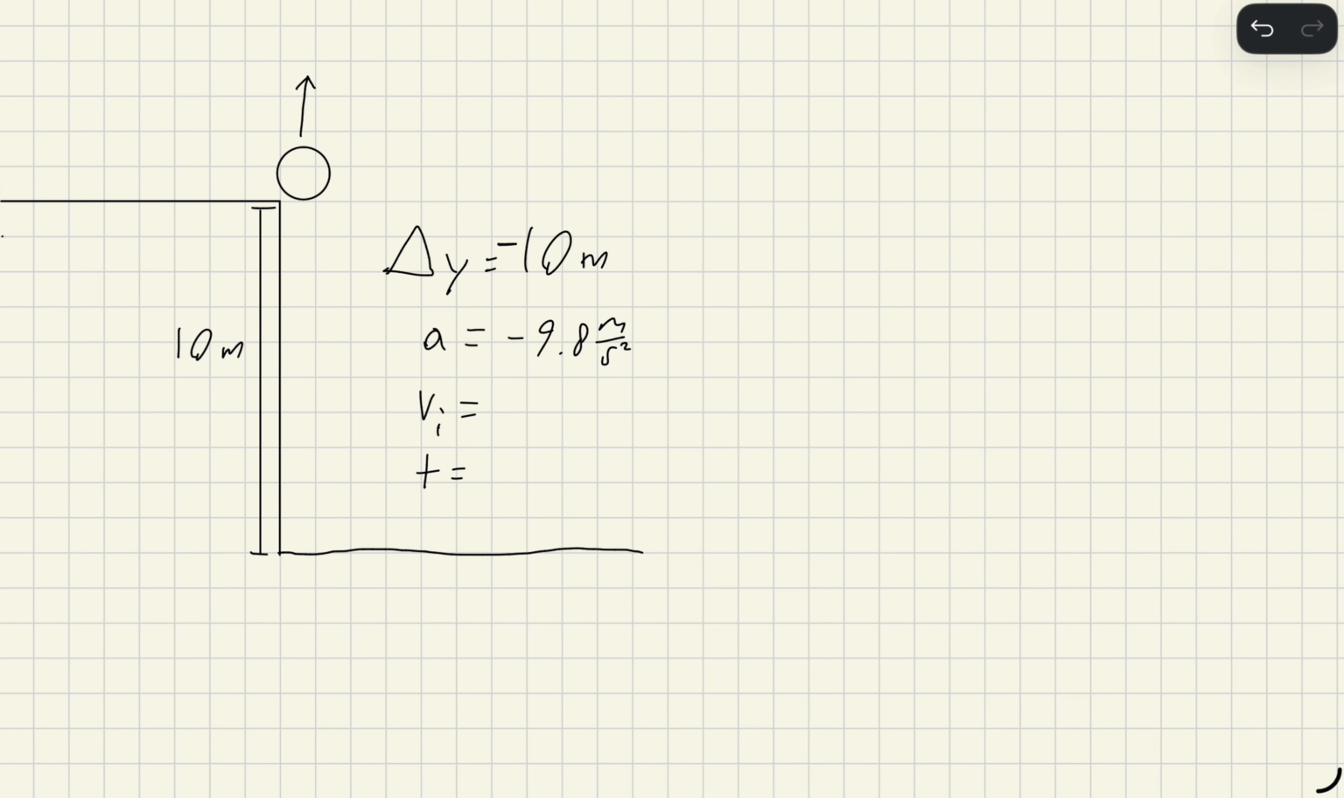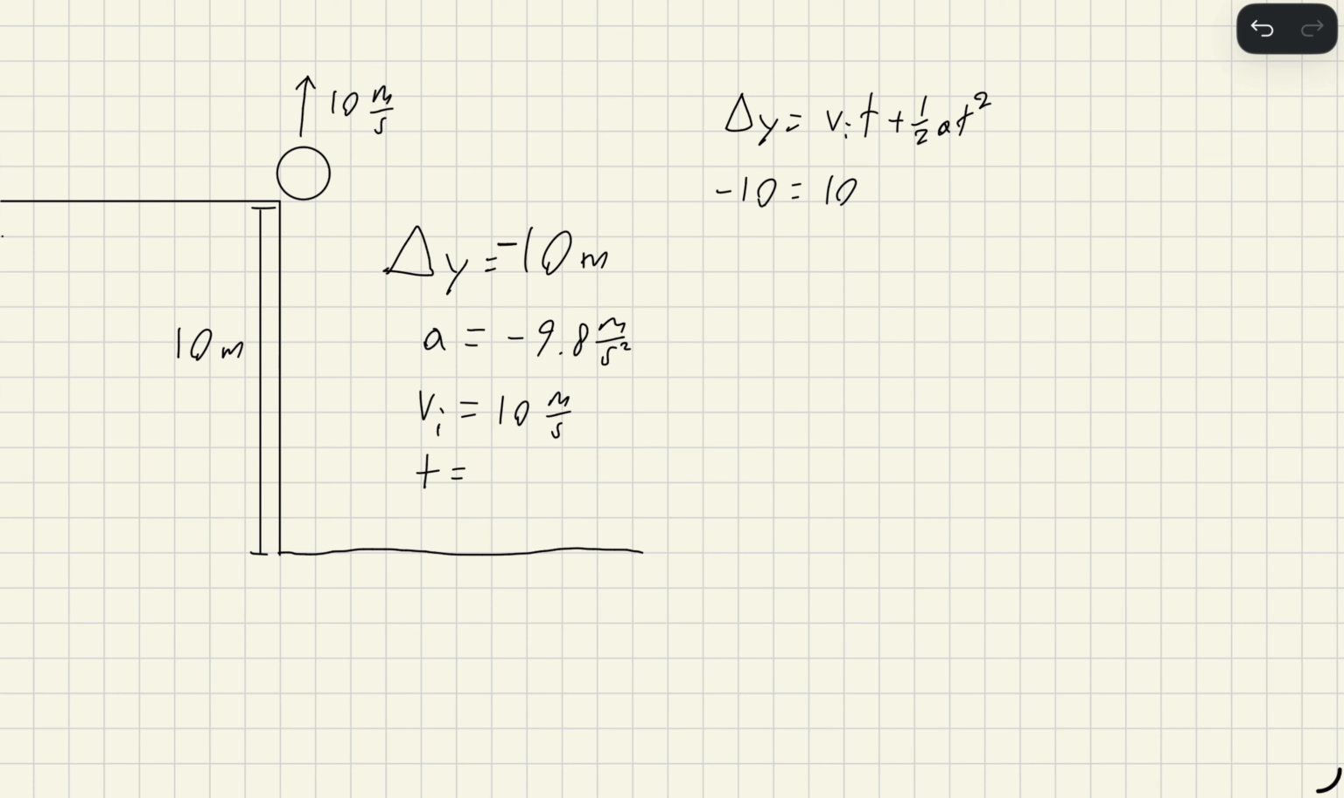Let's revisit this problem one more time, but now let's give it some initial velocity. Let's say we throw it upwards at an initial velocity of 10 meters per second. So we'll put that here. And that's positive because we're throwing it upwards. We still use the same equation from earlier, which is delta y equals initial velocity times time plus 1/2 a t squared.